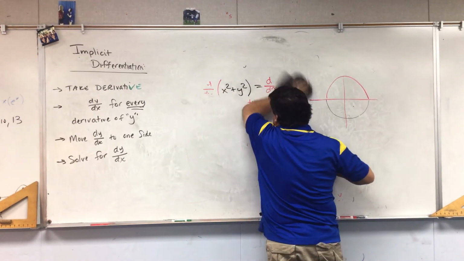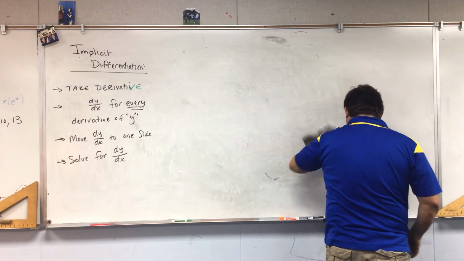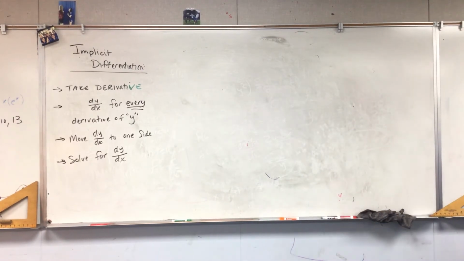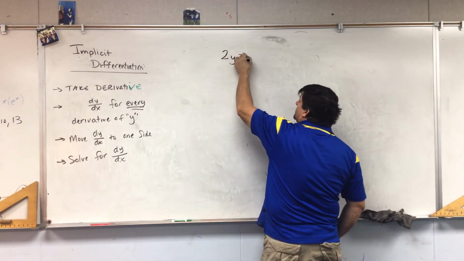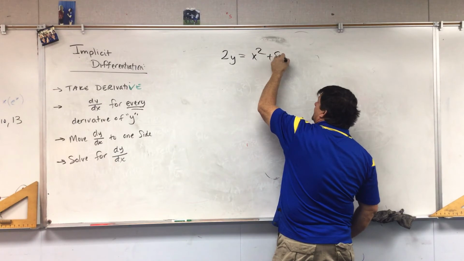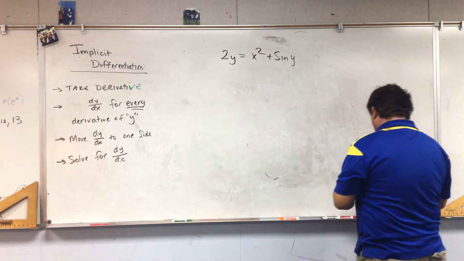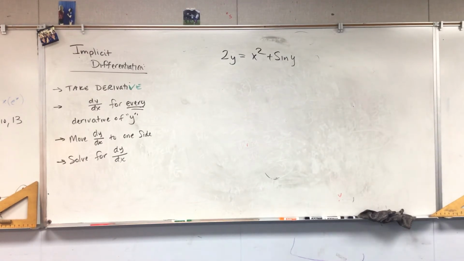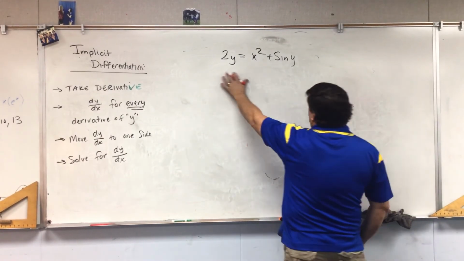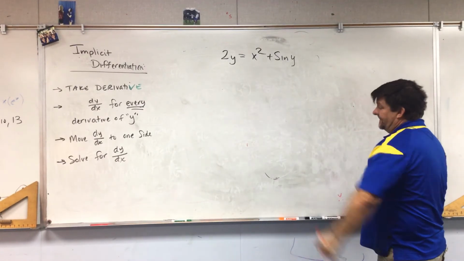So let's try one more, just to see what we got here. All right, 2y equals x squared plus sine y. So let's tackle this here. So this is ugly. We know it's ugly. Look at it. I mean, it's just flat out ugly.